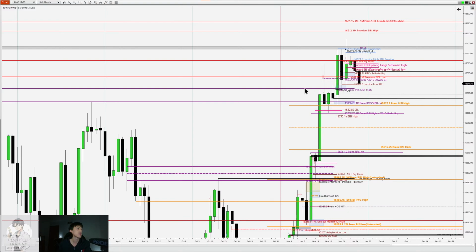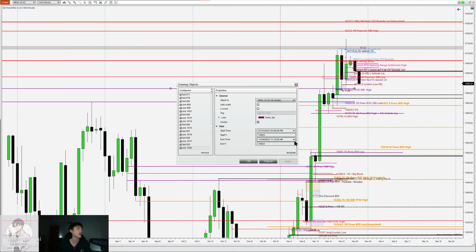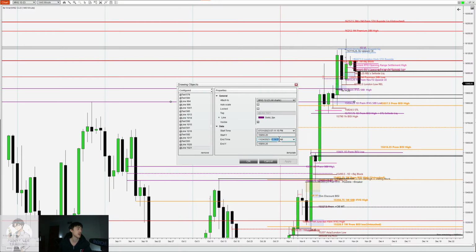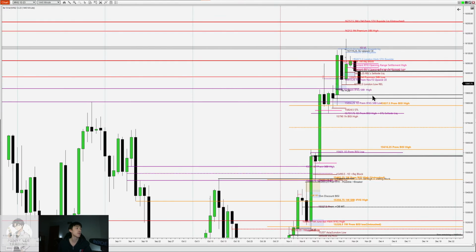Considering that this was a previous daily fair value gap, what I might do is draw this one out to Monday. I want to see how we react at that level. Same with this one, I'll draw this out to Monday, 5 o'clock p.m., because I use the close of the day. And we'll draw this out to Monday as well.